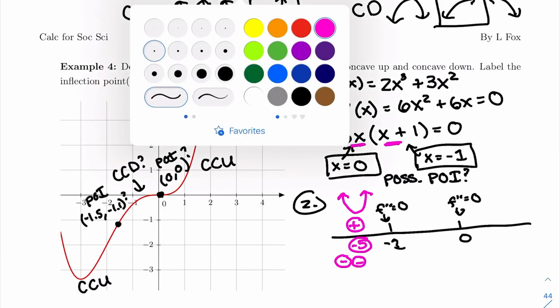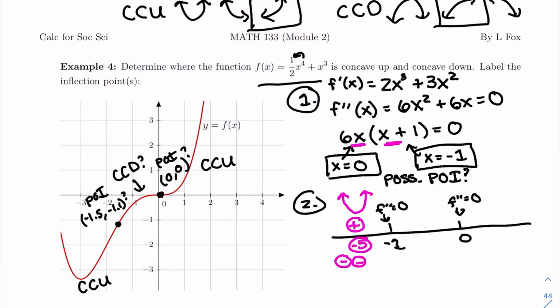My second piece, I can choose anything between -1 and 0. I'm going to go with -0.1. So 6 times -0.1 is going to be a negative, and -0.1 plus 1 is going to be positive. Negative times a positive makes a negative. Negative second derivative means concave down.